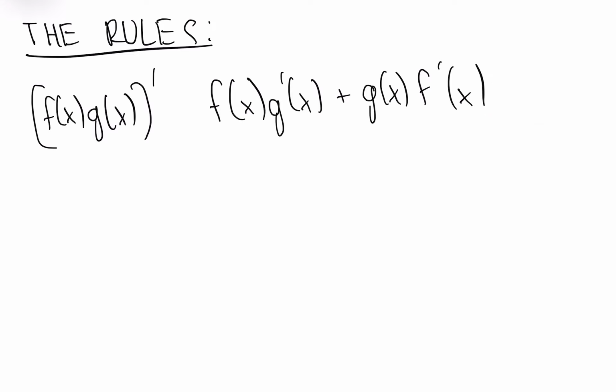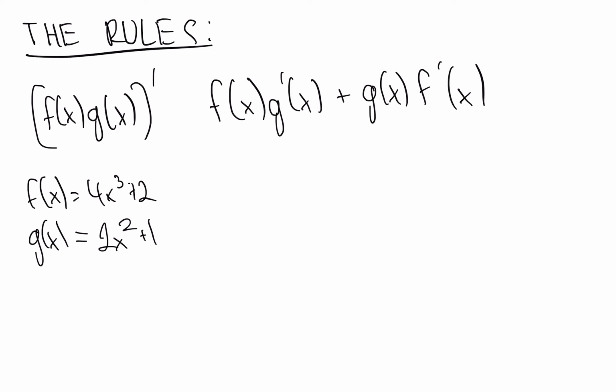And an example of this would be if we had to find f of x as 4x cubed plus 2, and g of x is 2x squared plus 1, right? So in this case, we would have 4x cubed plus 2, because that is the first function, times the derivative of the second, and g prime of x would be 4x.